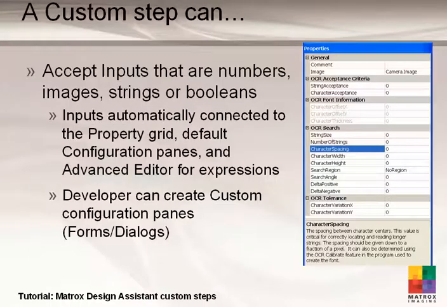The inputs of a custom step are the same as possible inputs of any built-in step. Primarily, they can be numbers, images, strings, or true-false values. By default, all the inputs of any step appear in the property grid. When you select an item in the property grid, a simple configuration pane is automatically generated. If you want to group several inputs together and have a user configuration pane that shows them as a group, you'll need to use the form and dialog tools in Visual Studio.